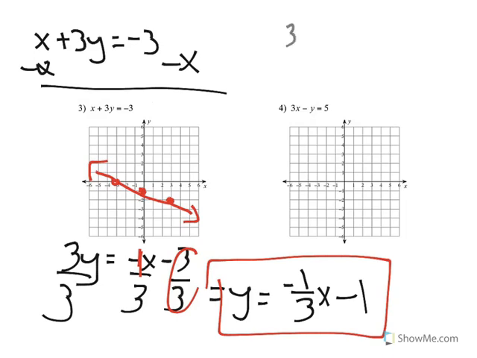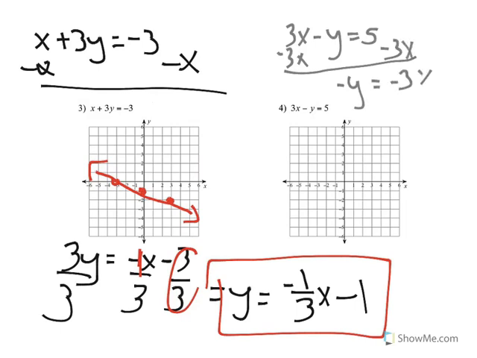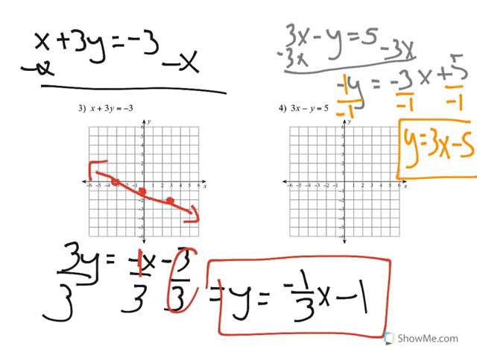So with number 4, we'll take our equation. We're going to start by subtracting 3x from both sides. So we have -y is equal to -3x plus 5. And then we have an imaginary 1 here. So we're going to divide everything by -1. So our equation is going to look like y equals 3x minus 5, and that's what we're going to graph.